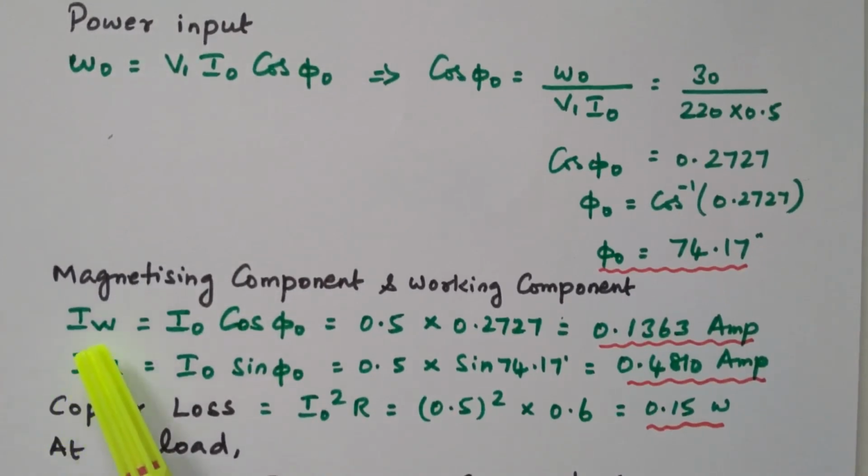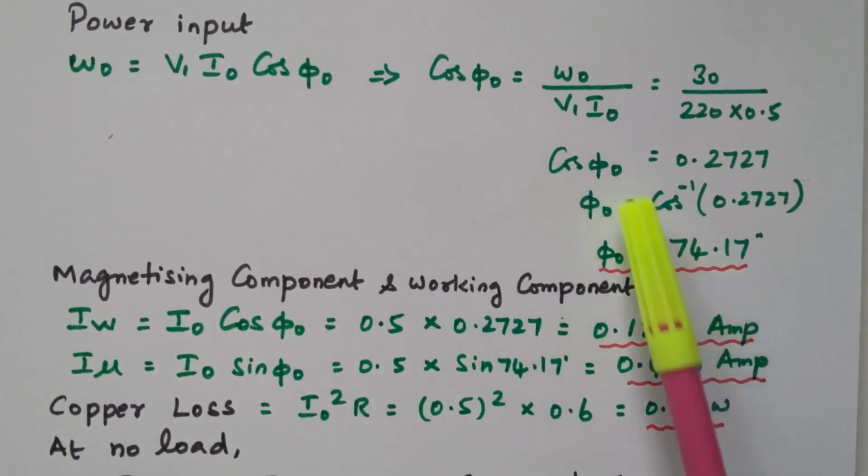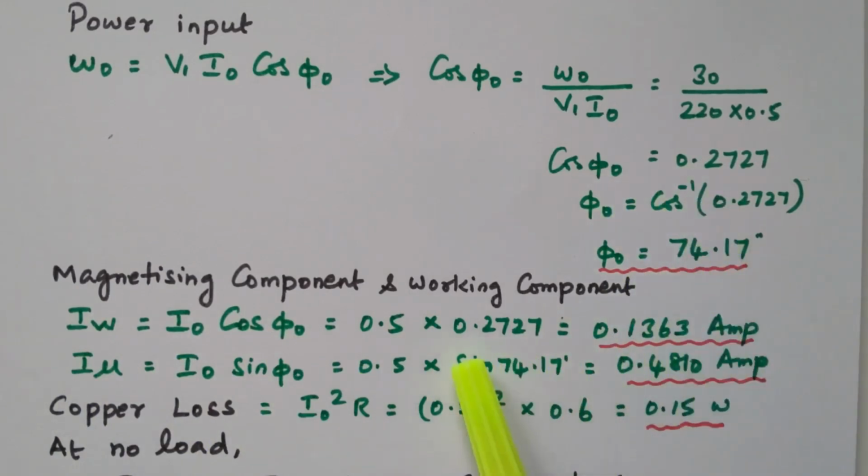We note that I W equals I naught cos phi naught. This I naught value is 0.5 ampere, times cos phi naught, which we calculated now. We can directly substitute 0.2727. That is equal to 0.1363 ampere. So the working component is I naught cos phi naught, and that value is 0.1363 ampere.